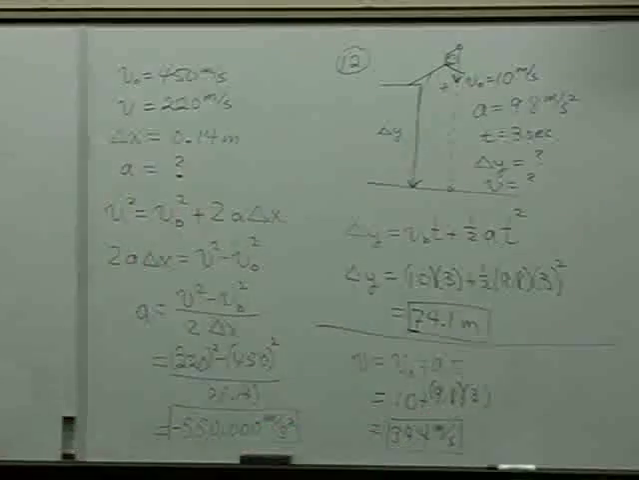So neglecting the air friction, terminal velocity, the final velocity of this ball right before it hits the ground is 39.4 meters per second. Okay.